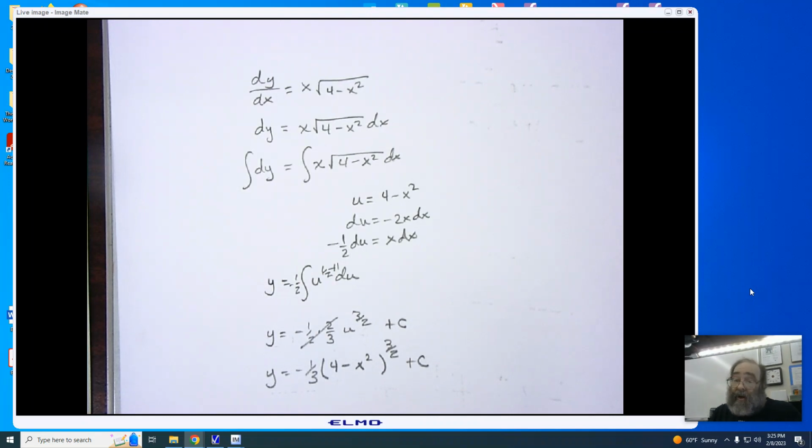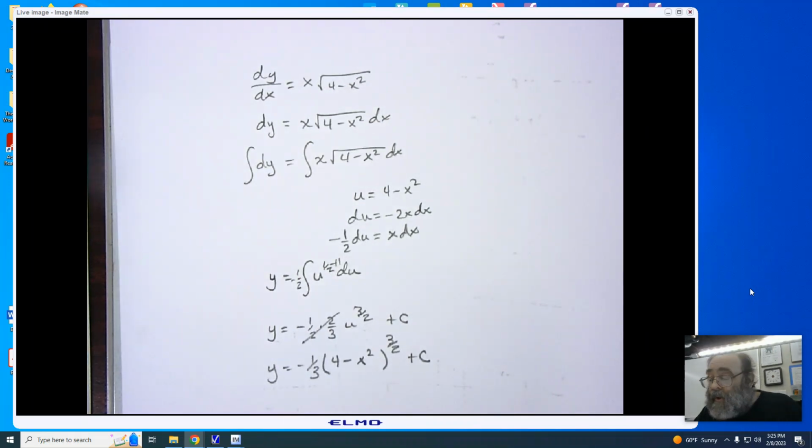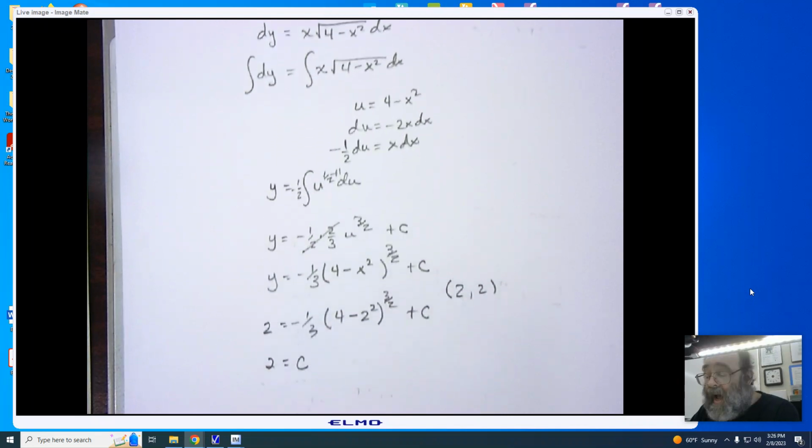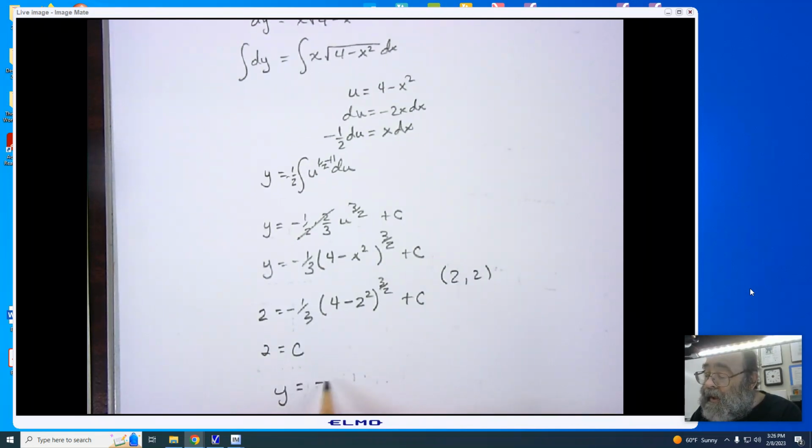Now, we're not looking for a general solution, we're looking for a particular solution. So I'm going to have to figure out what c is. To do that, we're going to take the point 2, 2. So y is equal to 2, and I substitute directly. x is also equal to 2, and we're going to substitute it directly. Notice that I get 4 minus 4 is 0, times negative 1/3 is 0, plus c. That means that 2 is c. And I can now rewrite my equation, putting c in as 2.